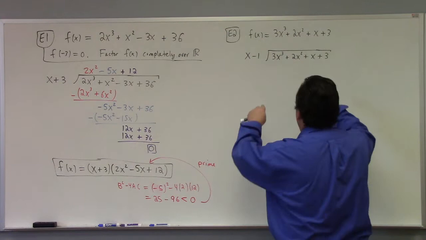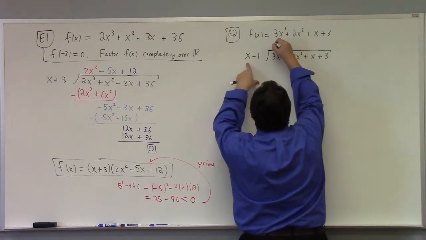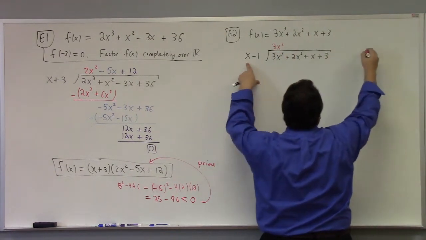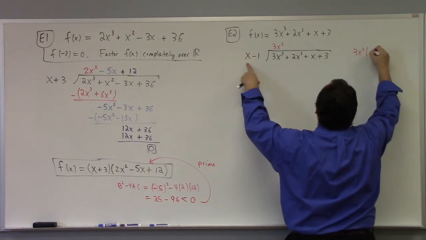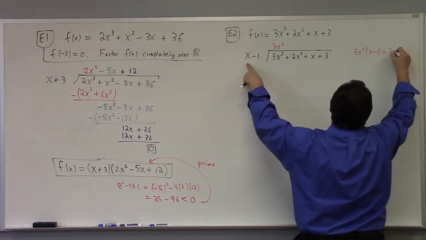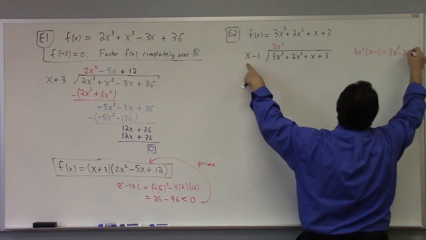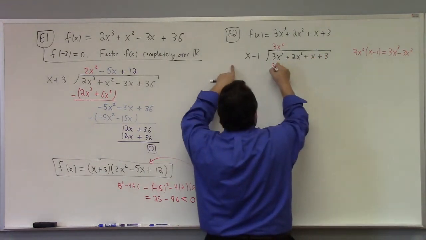Okay, so to get this 3x cubed, I need a 3x squared. See, then 3x squared times x minus 1 is 3x cubed minus 3x squared. So I put that here.